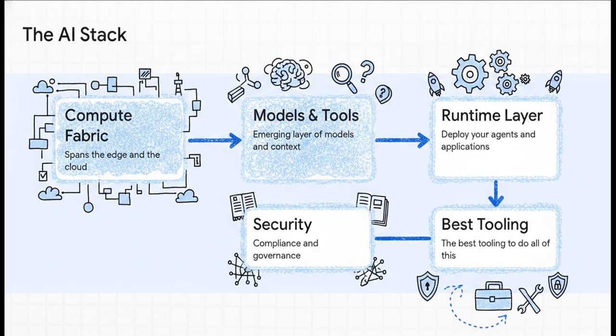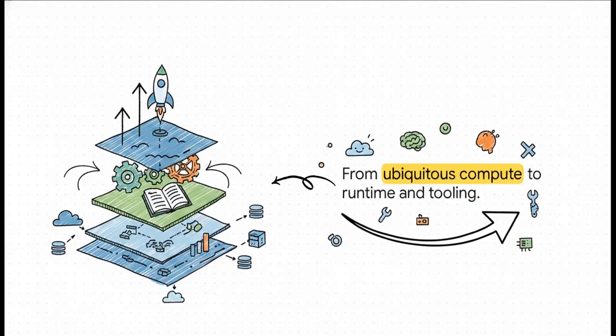applications in this era. Now, let's look at how these foundational and emerging layers actually interact. It all starts at the bedrock, with a ubiquitous compute fabric, one that impressively spans both the edge and the cloud. Resting right on top of that, you've got an emerging layer of models and vital context. And right above that is the runtime. This is exactly where you step in to deploy your custom agents and apps. It's just a beautifully logical progression, really, from raw power all the way up to application deployment.